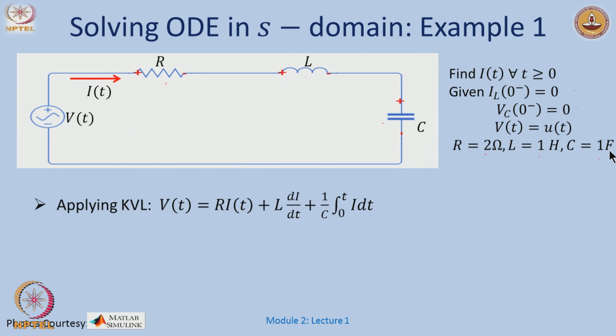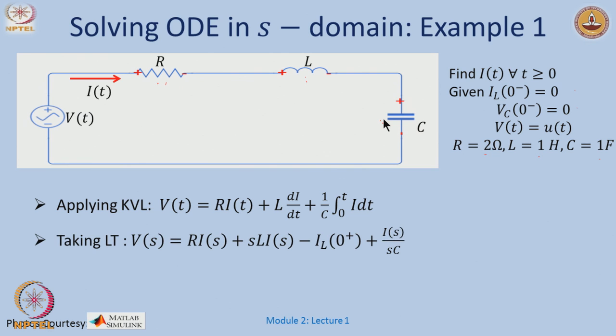Okay. So, first thing I would do is apply KVL to get the dynamics of the system, right. So, v(t) is Ri plus L di by dt plus 1 over C integral of i dt. Right. Now, the Laplace transform.